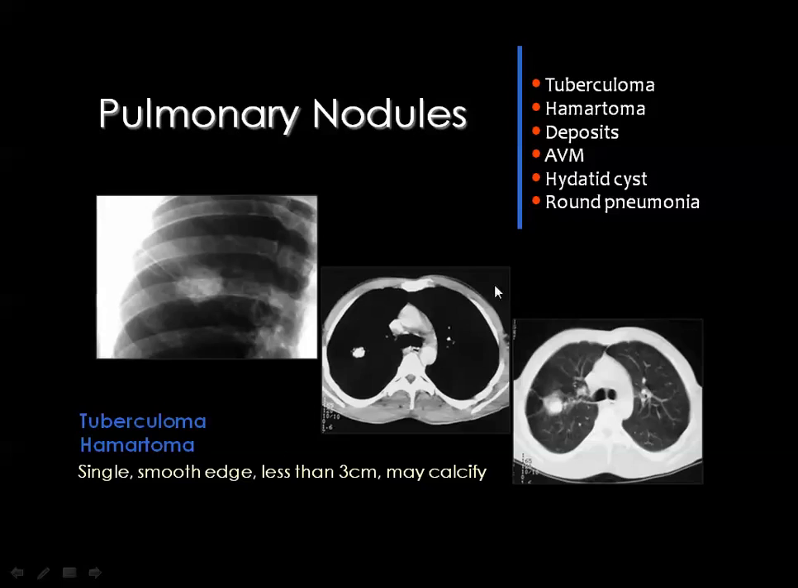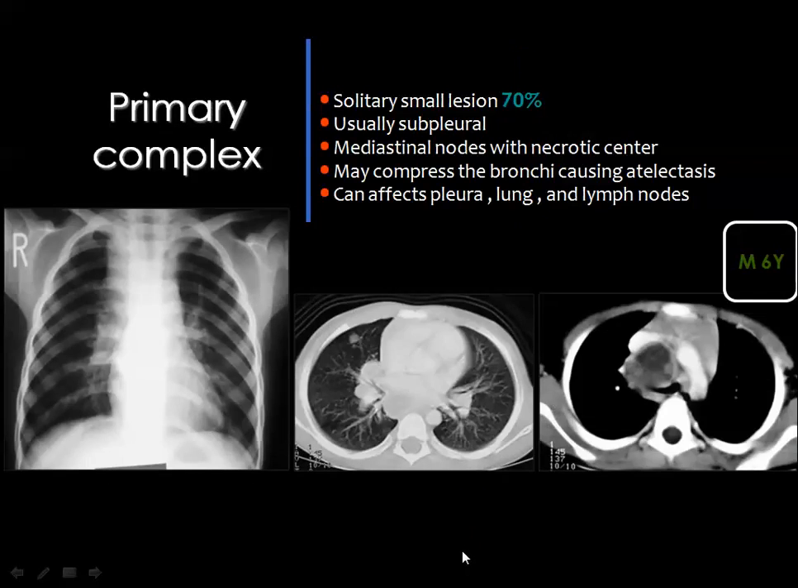Of course, you know that tuberculoma and hamartoma are benign lesions that contain calcium. They usually show a smooth margin and internal calcification. And if you see a lesion like this in the apex of the lung or in the upper lobe with a smooth margin and there is internal calcification in a child or in an adult, you can say safely that you are dealing with a tuberculoma.